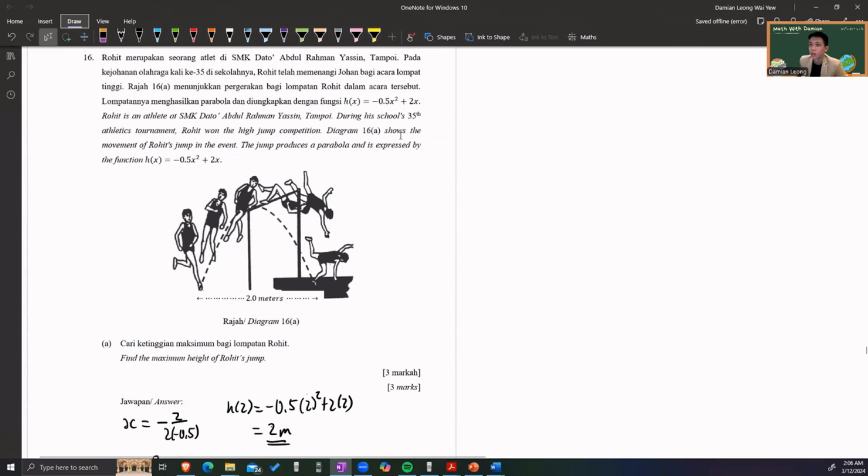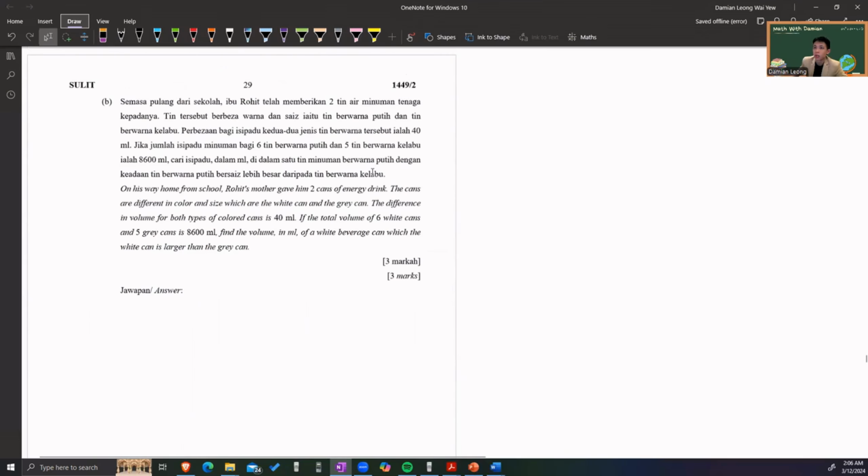Okay. Then for B, on his way home from school, Rohit's mother gave him 2 cans of energy drink. The cans are different color and size. White can and gray can. Let's put white can as X, gray can as Y. The difference in volume for both cans is 40 ml. White can larger than gray can means X minus Y is 40 ml.